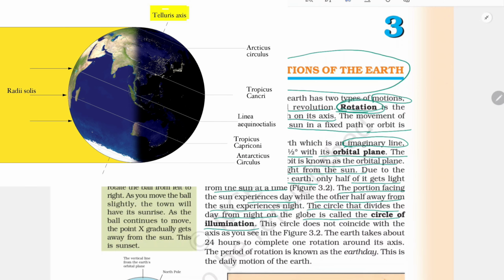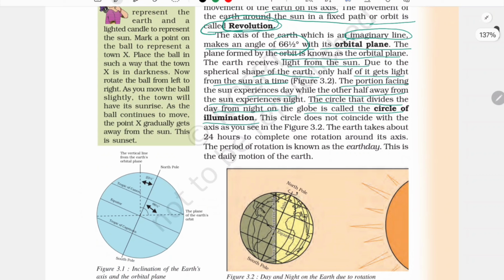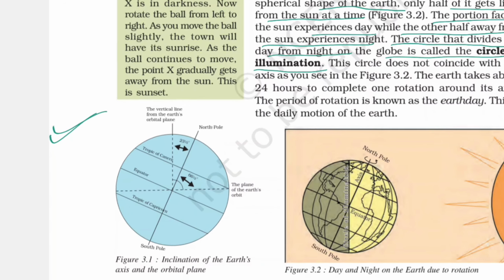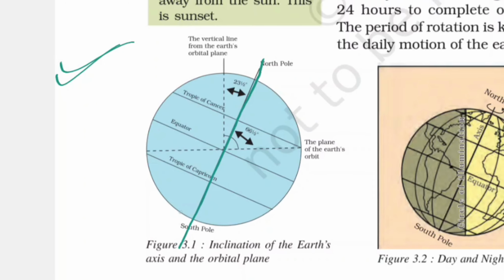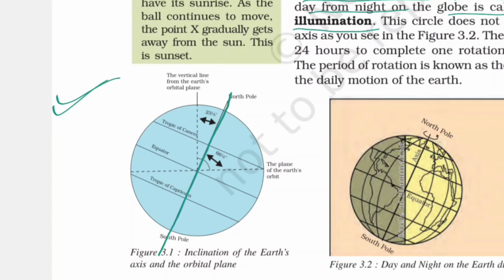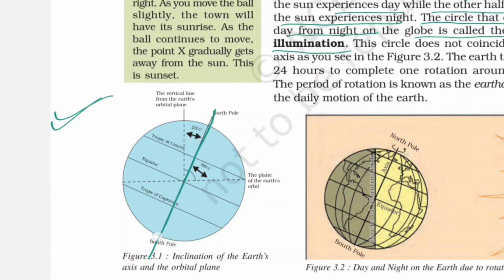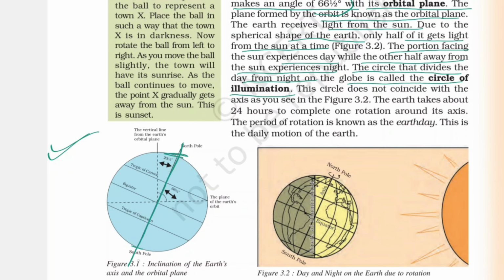First let us understand this concept of the 66.5 degrees with the orbital plane, and then we'll move on. See this picture properly. Our earth is a sphere, but here they have given a circular shape, and it is tilted. The earth is not a perfect circle; it is a geoid shape, flattened at the poles. Here are both poles, the northern pole and the southern pole.